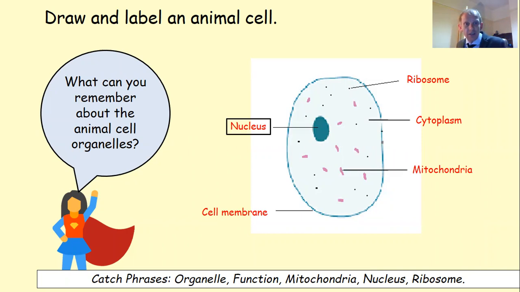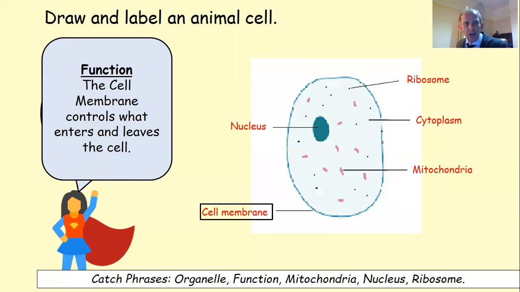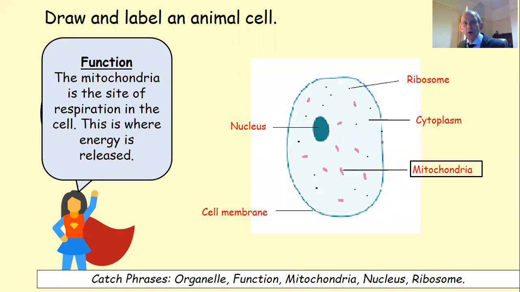Okay, so the nucleus. The nucleus contains the DNA of the cell, and it controls all the activity in the cell. So that's the function hopefully you put alongside your label of the nucleus. And we're going to move on now to the cell membrane. The cell membrane is there to control what enters and leaves the cell. It's a bit like the gatekeeper of the cell, so it can control what goes in and what comes out of the cell.